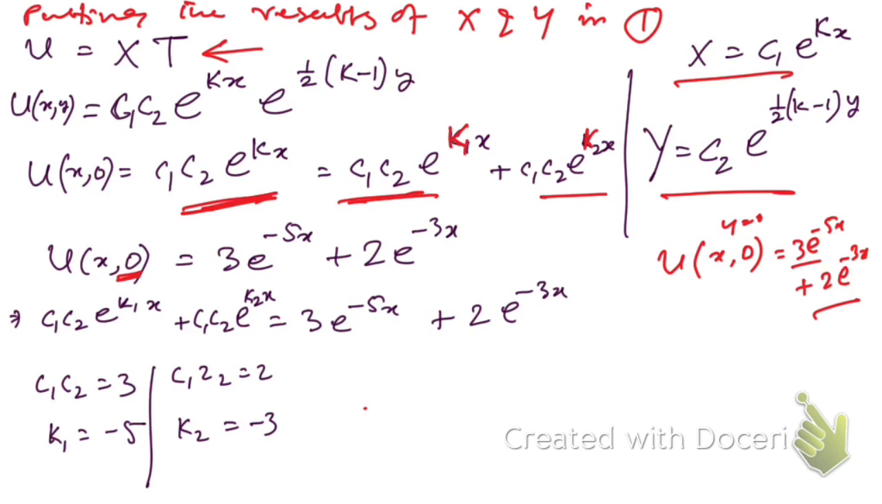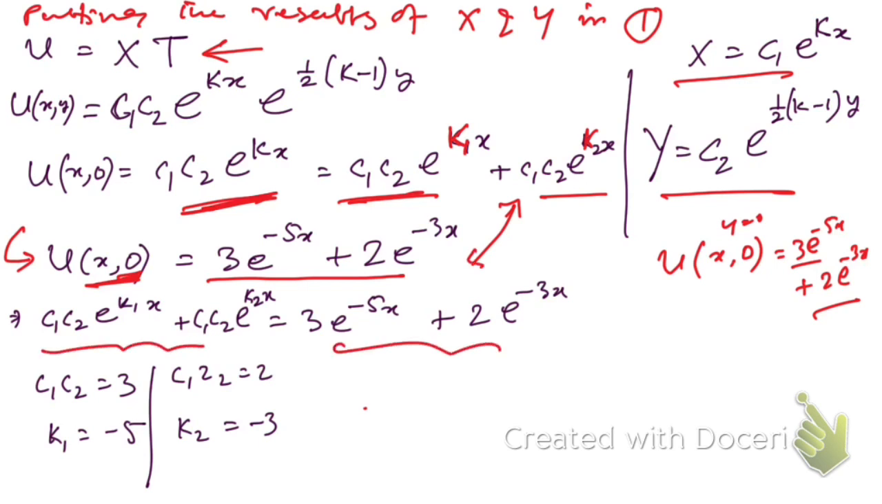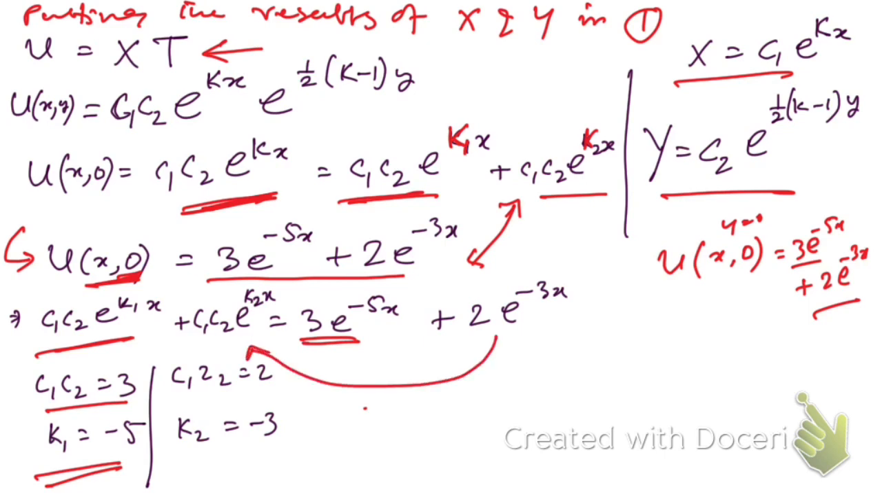And again it is given in the question that u of x comma 0 is this. Now compare these two, this one and this one. Comparing these two, we have got this, right? Now here you see, compare this one with this term, then you're gonna get c1 into c2 is equal to 3 and k1 is equal to minus 5, right? Similarly, comparing this one with this one, we got this set of values, right?